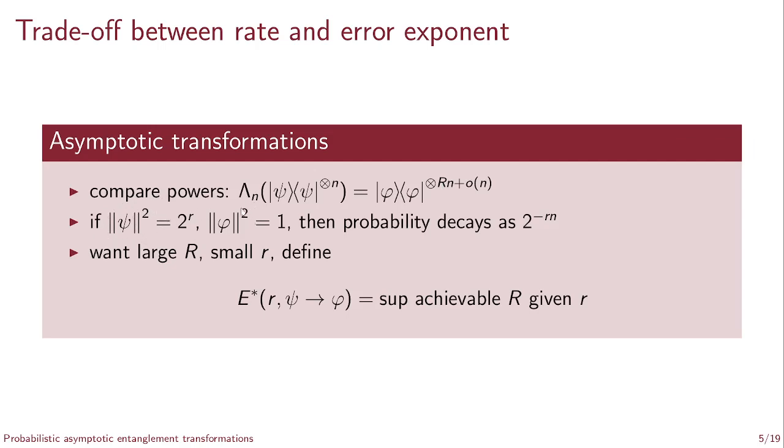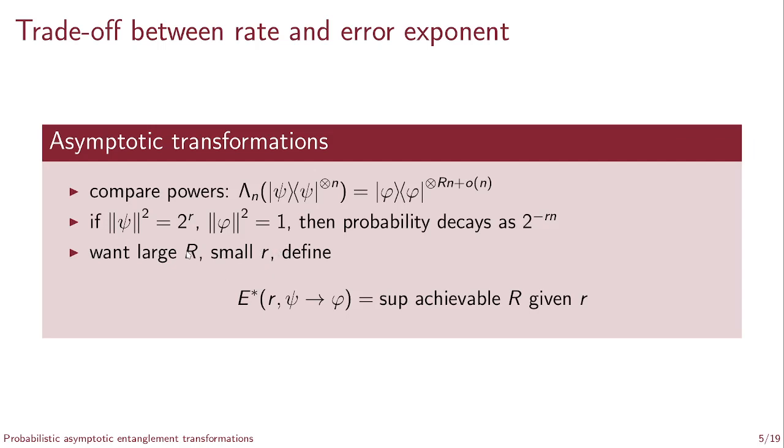If we do this by choosing the norm squared of psi to be 2 to the r, and the norm squared of phi to be 1, then that means that as n goes to infinity, the probability of successfully transforming psi into approximately rn copies of phi decays as 2 to the minus Rn. So this is what's called the converse regime, when the success probability goes to 0. But we want to have control on how fast this probability goes to 0. So ideally, we would like to get a large rate R with a small rate of decay.